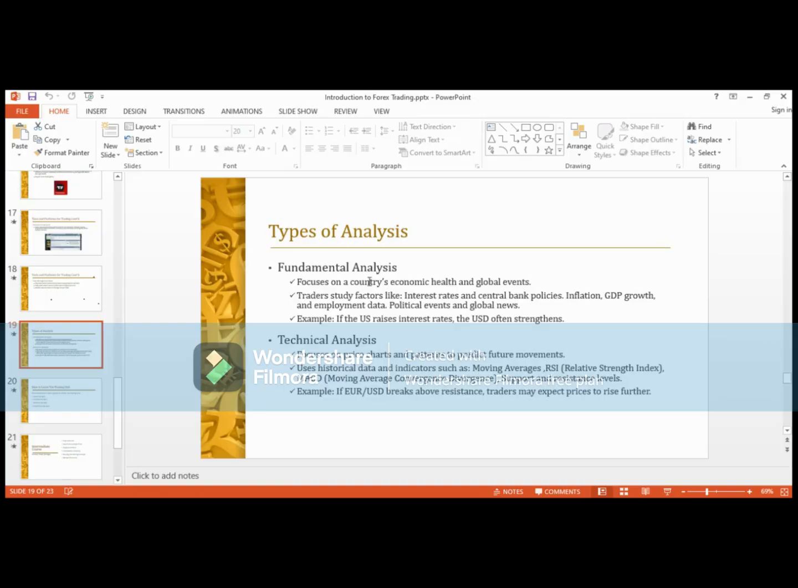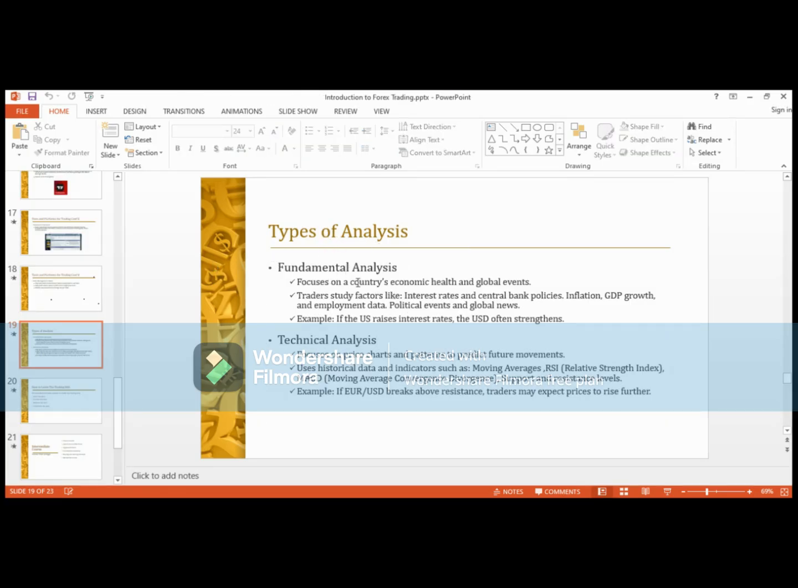It calculates the position size or lots you are supposed to enter in that particular trade. Okay. We also have types of analysis. Over here we have three types of analysis. I'll not talk about the other one, I'll just be basing on two. We have the fundamental analysis and the technical analysis.